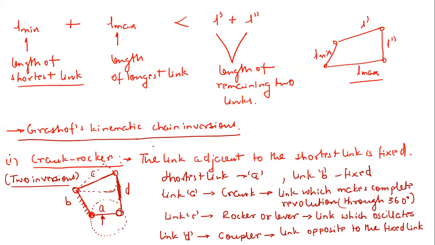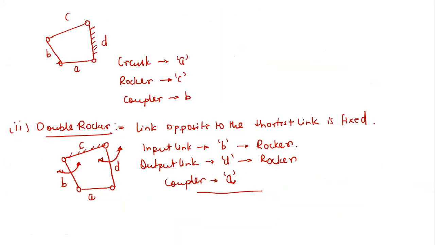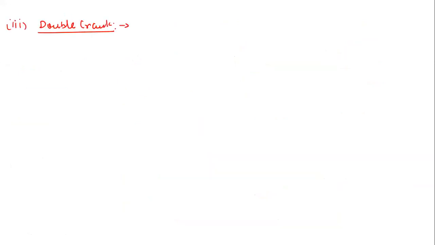Now just tell me the link adjacent to the shortest link has already been fixed, right? Now the link which is opposite to the shortest link is also already fixed, right? But now just tell me which link is left. A. Shortest link. Right. So here the shortest link itself is fixed. So the shortest link itself is fixed in this case, right?